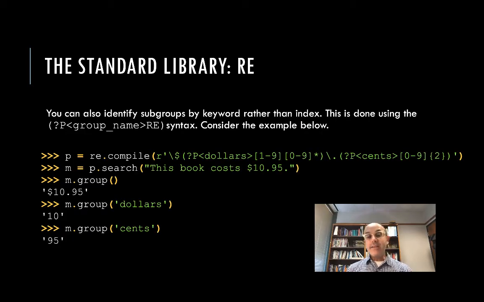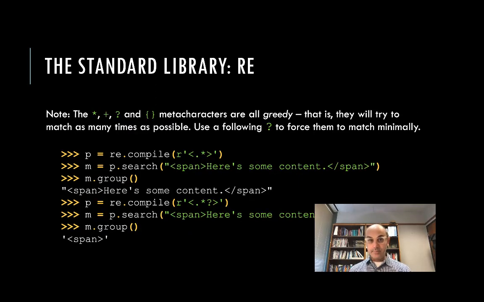You can identify a subgroup by keywords rather than the index. This is done using the following syntax: question mark, P, angle bracket, group underscore name, and you can consider the following example. In this case, this is what I did in order to apply and evaluate.